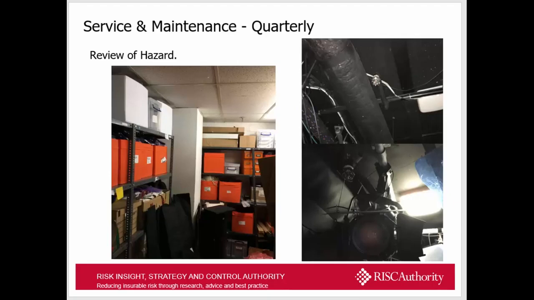The heads are also too low from the soffit, so it will slow the activation time, and sprinklers will take longer to operate because they're not in the hottest gas layer. All these obstructions and all these changes have affected the performance of the sprinkler system, and this would have been picked up on the quarterly review of hazard.